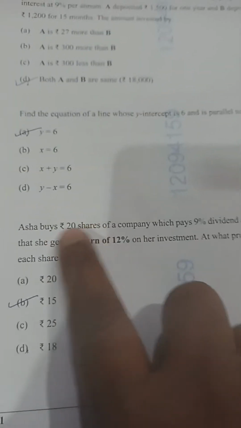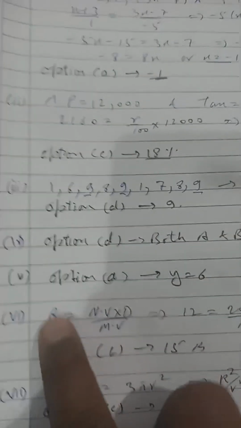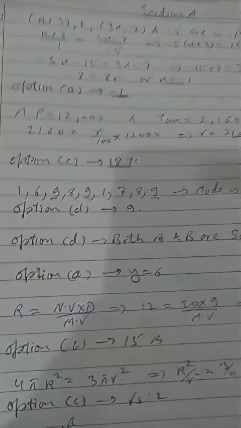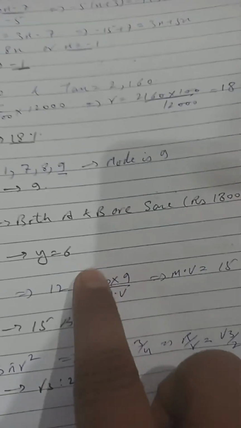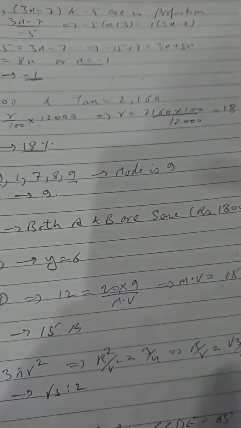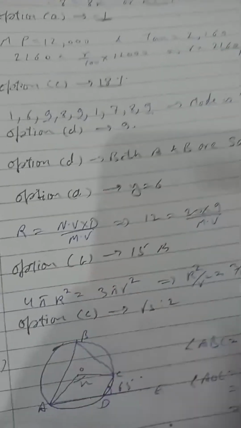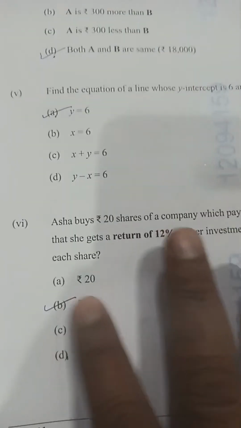So rupees 20 share, it means nominal value is 20. 9% is the dividend, and 12% is return. So what we have to do here, we just have to apply the formula of return, that is nominal value into dividend upon market value. Put the values of the variables given to us, that is 12 equals 20 into 9 upon MV, and when we solve it for MV, we will get MV as 15. So the correct option is option B, that is 15 rupees.